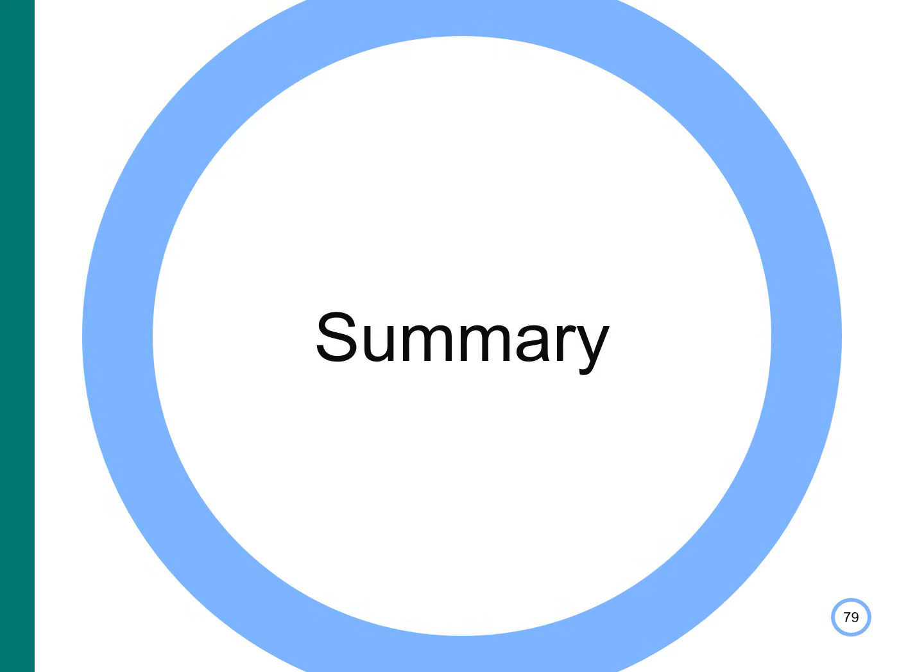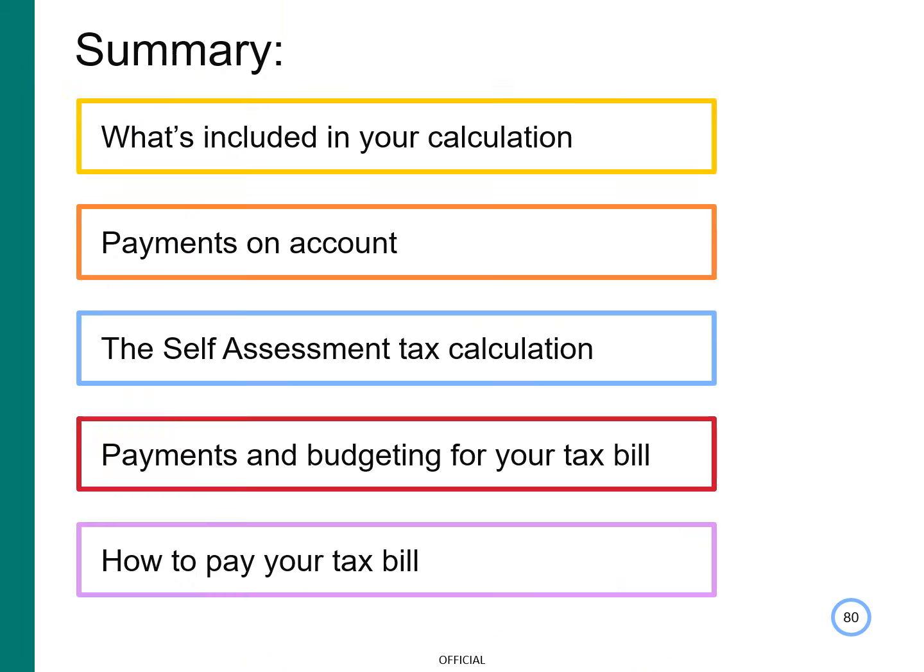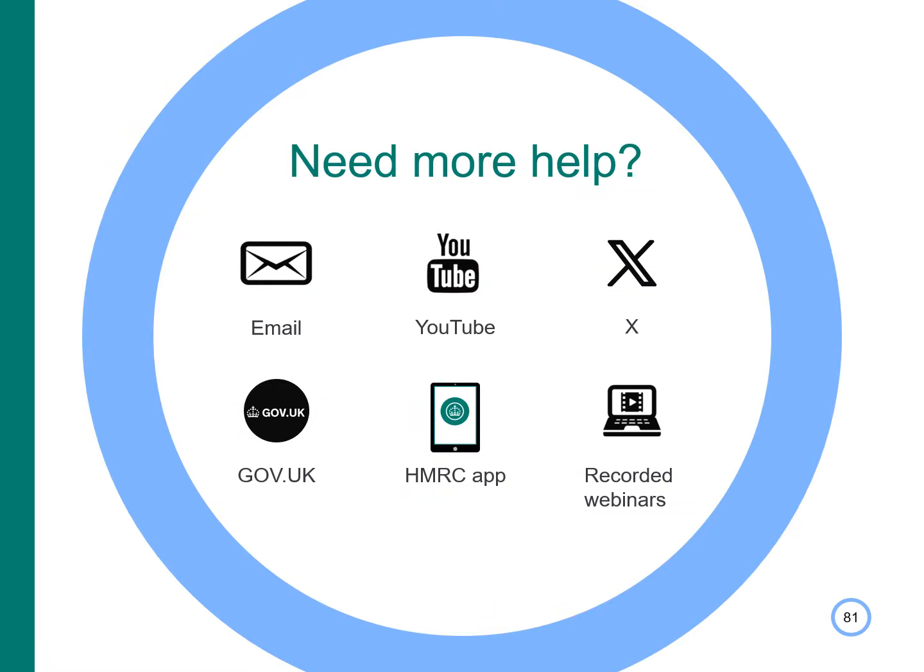We're nearly at the end of the webinar now. Here's a summary of what we've covered today. In today's webinar, we've looked at what's included in your calculation, payments on account, the self-assessment tax calculation, payments and budgeting for your tax bill, and how to pay your tax bill. Our full range of help and guidance can be viewed online from your mobile, tablet or PC at any time.